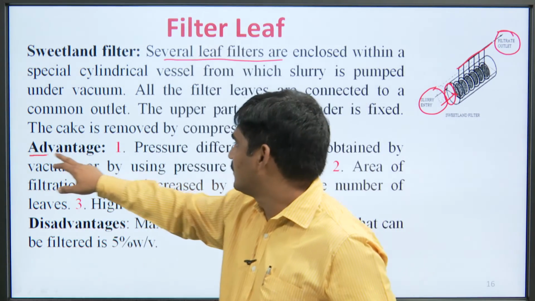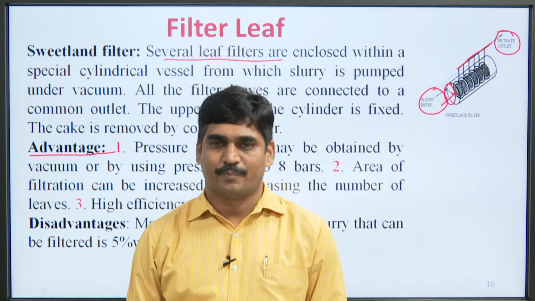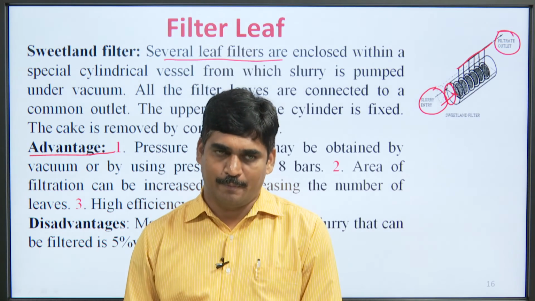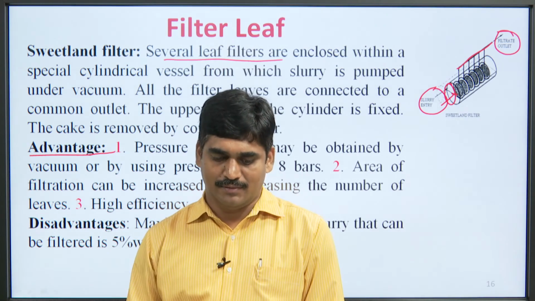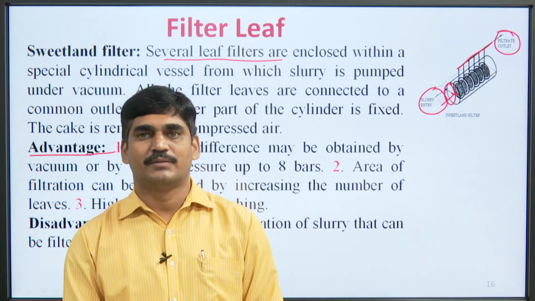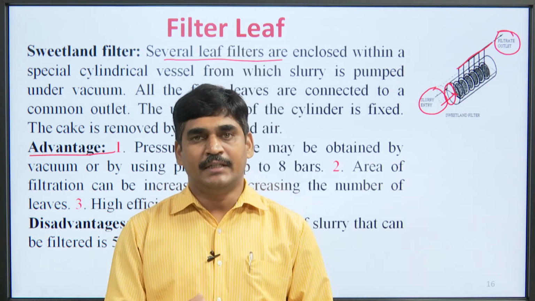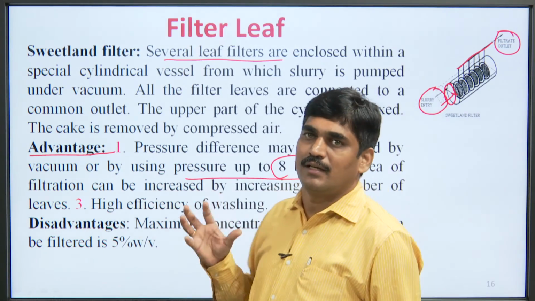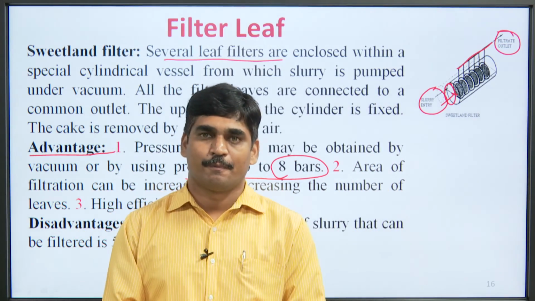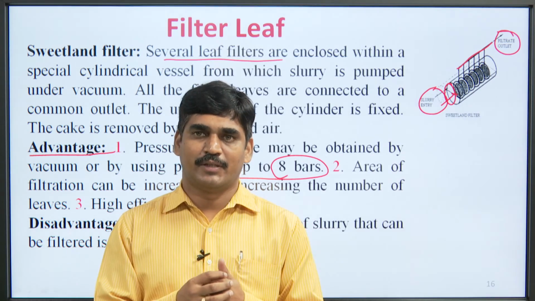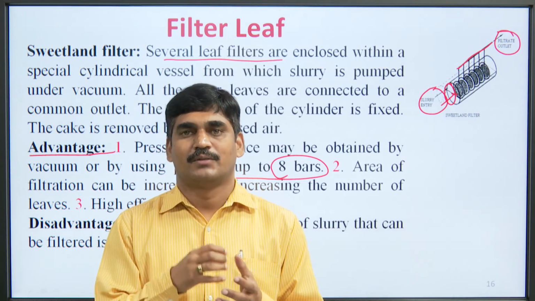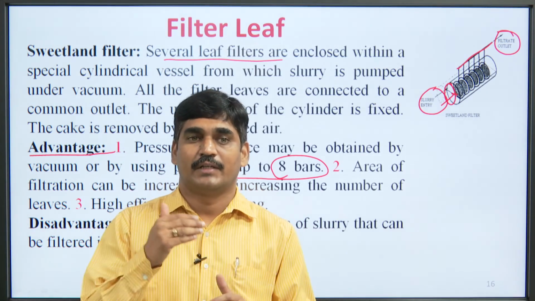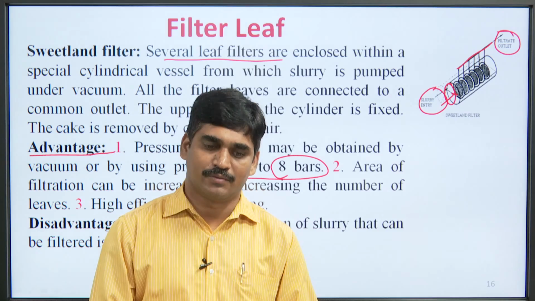The advantage of this filter leaf is that by applying vacuum, a pressure difference can be obtained, or by using pressure up to 8 bars. It can resist such high pressure, up to 8 bars. So how can we obtain the pressure difference? By applying vacuum, we can obtain a pressure difference up to 8 bars in the case of Sweetland filters.